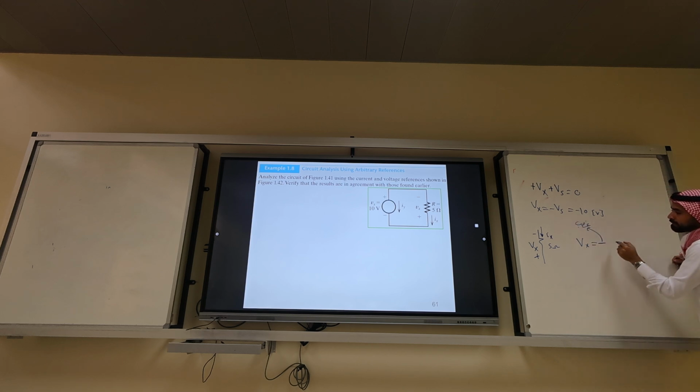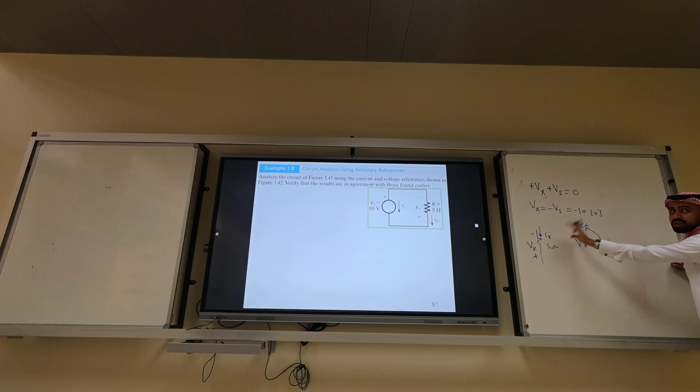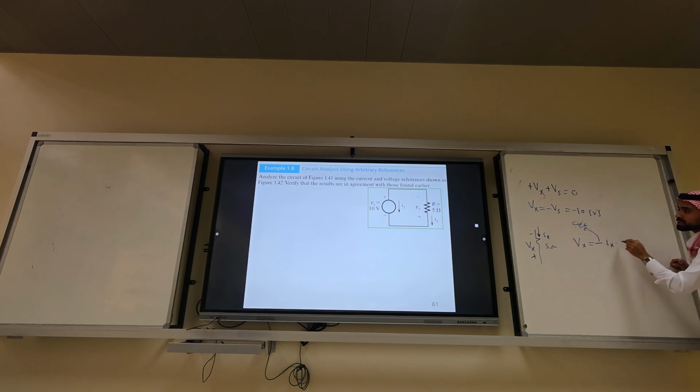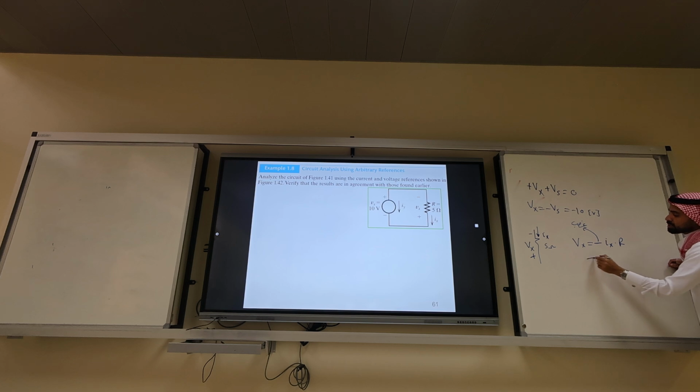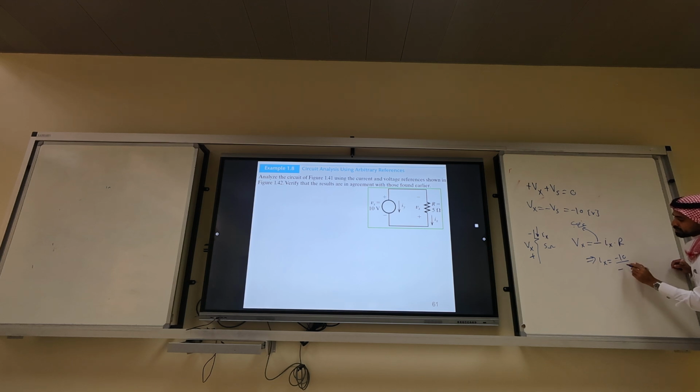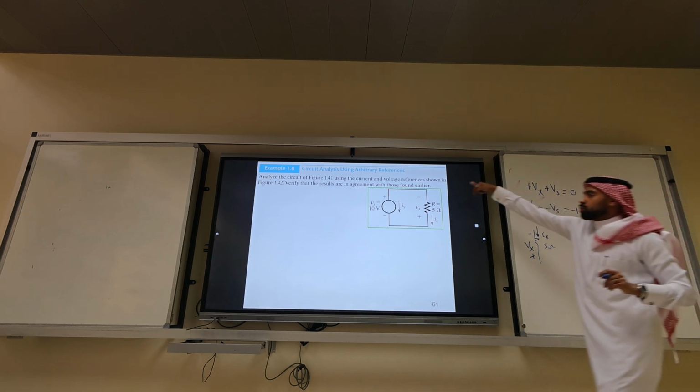Okay? Ix, we call it Ix here, not IR. Stick with the notation given in the problem. Times R. So this implies Ix equals minus 10 divided by minus 5, which is 2 amps. So I know Ix is 2 amps.